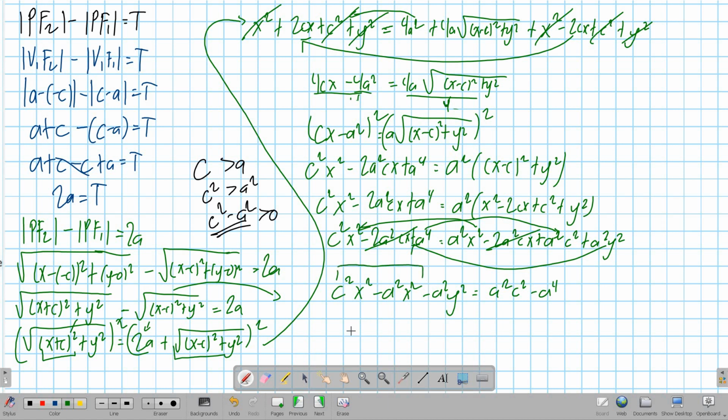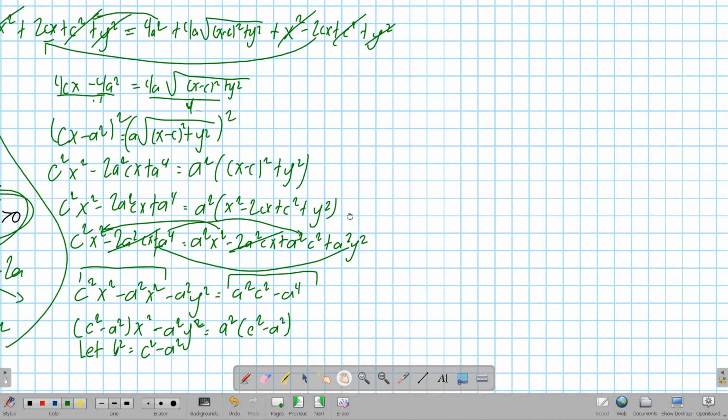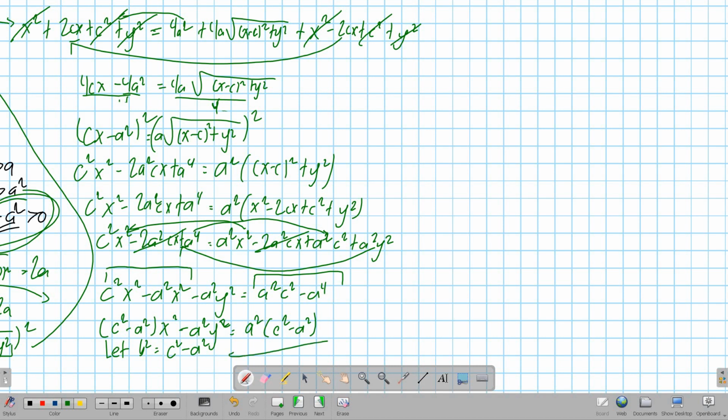Here, we can factor out x squared. So I'm going to have c squared minus a squared times x squared minus a squared y squared is equal to, here a squared can be factored out, a squared times c squared minus a squared. Since we were able to have this already, we'll let now b squared be equal to c squared minus a squared. Therefore, this now becomes b squared x squared minus a squared y squared is equal to a squared b squared.